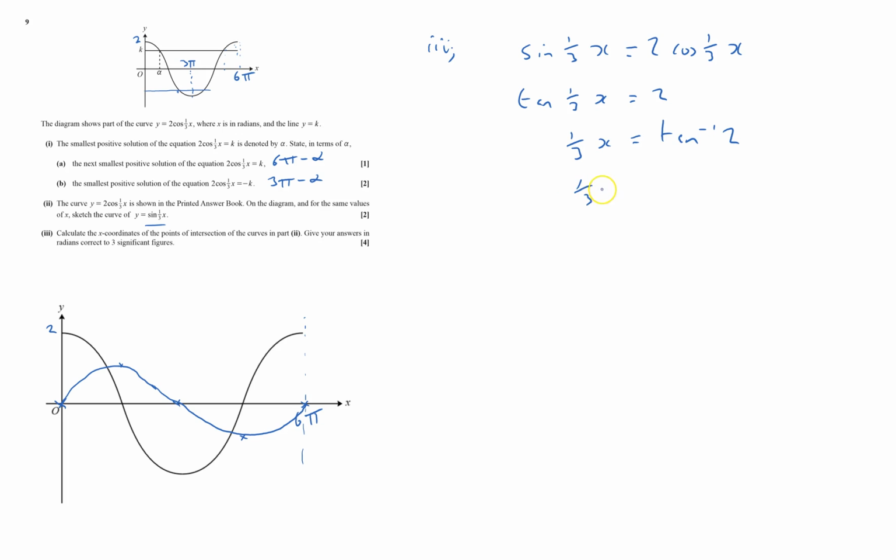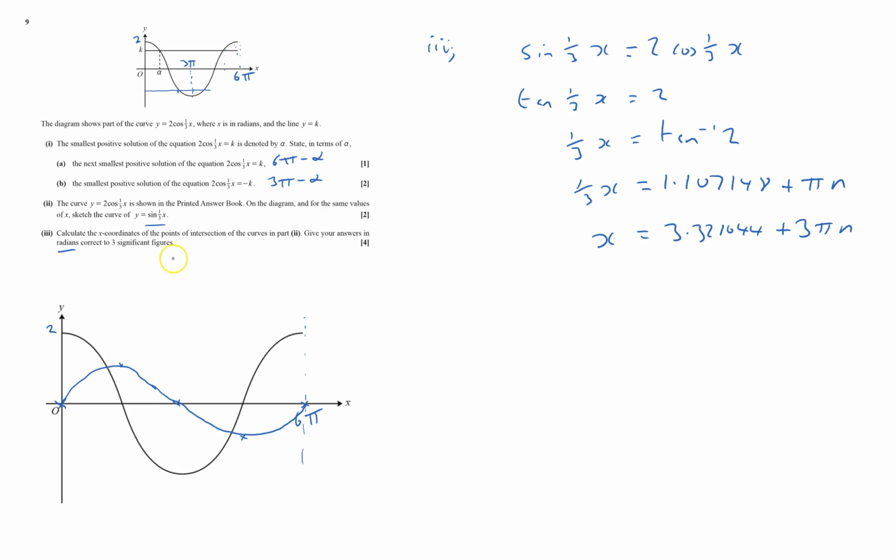So that'll be 1/3 x equals, and it wants it in radians, correct to 3 significant figures. So tan to the minus 1 of 2 in radians will be 1.107148. And tan repeats every 180 degrees, or in terms of radians, that'd be pi radians. So I need to add pi n. I don't want 1/3 x, I want x. So I've got to multiply through by 3, and that'll give me 3.321044, and then plus 3 pi n.